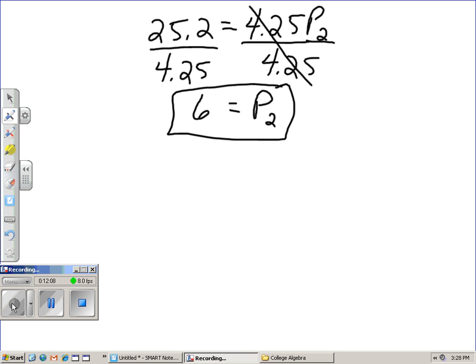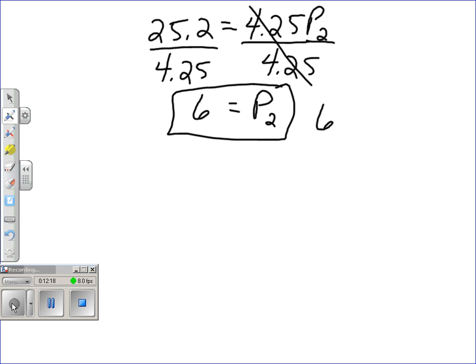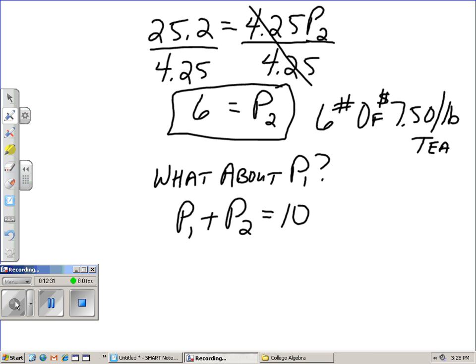Now, remember, you're not done. Explain to me what you found out. What does P2 equals 6 mean? Well, it means you have 6 pounds of the expensive tea. Always explain to me what it means. And what about P sub 1? What about the number of pounds of cheap tea?